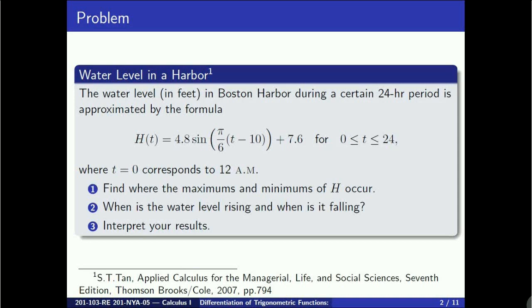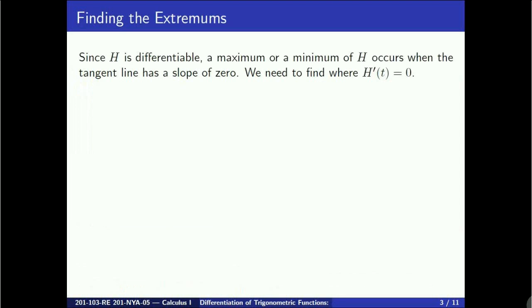And we're asked to find where this function has maximums and minimums, so high tides and low tides, and where the water level is rising or falling, and in the end we want to interpret our results. First of all, since h is differentiable, a maximum or a minimum of h will occur when the tangent line to the curve has a slope of 0. So we need to find where the derivative, which is the slope of the tangent line, is equal to 0.